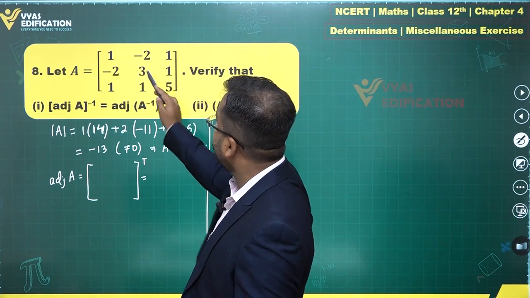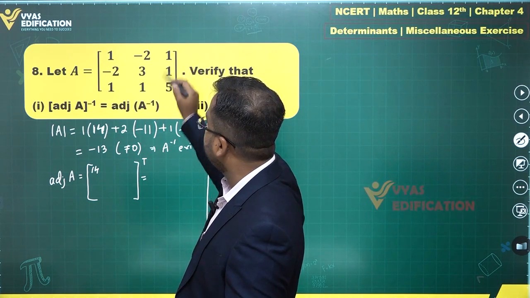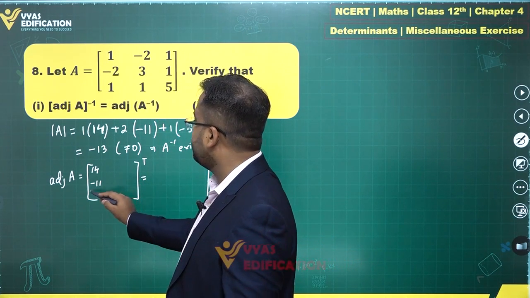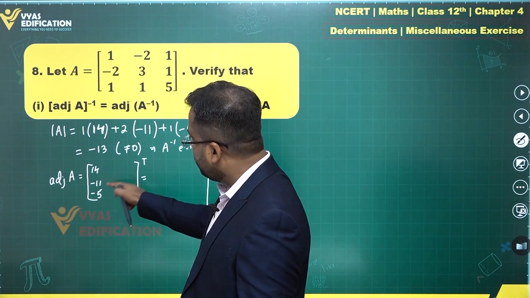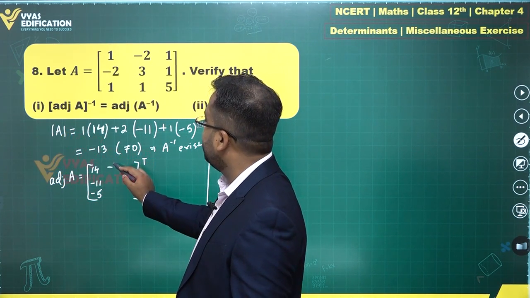And what do we get? This is 15 minus 1, which is 14. We have used that, right? For this, we have minus 10 minus 1, which is minus 11. For this, we have minus 2 minus 3, which is minus 5. And since this is a symmetric matrix, you will get similar values over here, minus 11 and minus 5 here as well. Let's check. This is minus 10 minus 1, which is minus 11.